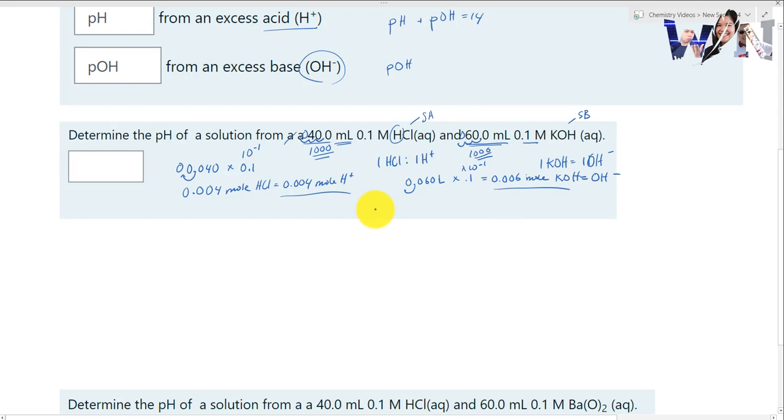So we know they neutralize each other, right? That means the larger one will have leftover. So all you have to do is take 0.006 minus 0.004, which gives us 0.002. And what is this leftover? Well, the leftover of OH minus. Now we have the OH minus left over. That means we can find pOH, which is equal to negative log of 0.002. And that will give us our answer.